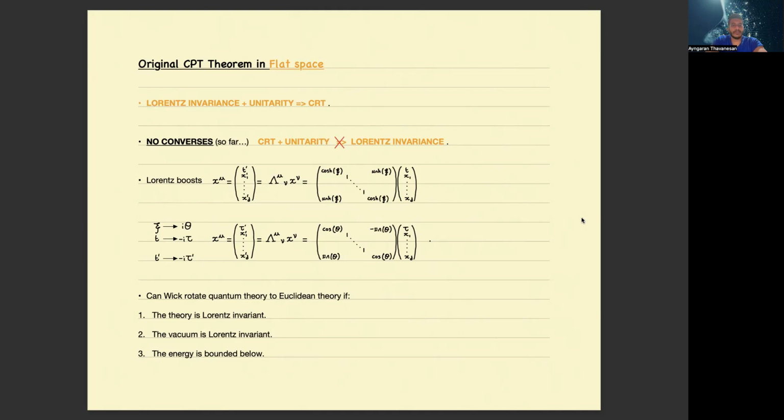And one of the things this comes from is the fact that the Lorentz boost, when Wick rotated, becomes a rotation group. And this is the important aspect of Lorentz invariance, which then becomes important in the CPT theorem. And in order to Wick rotate to a Euclidean theory, we need three specific criteria: that the theory is Lorentz invariant, the vacuum is Lorentz invariant, and the energy is bounded below.